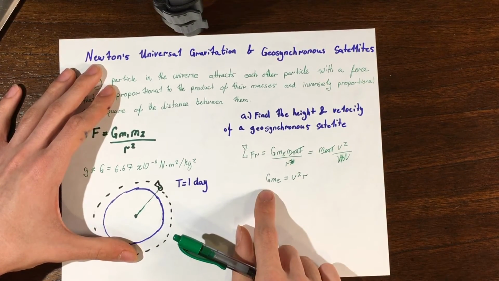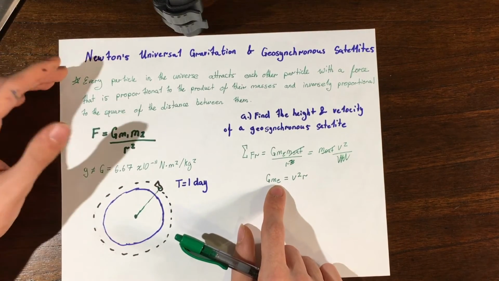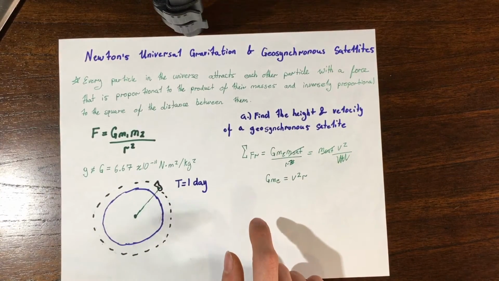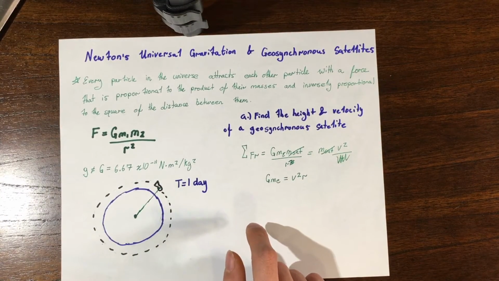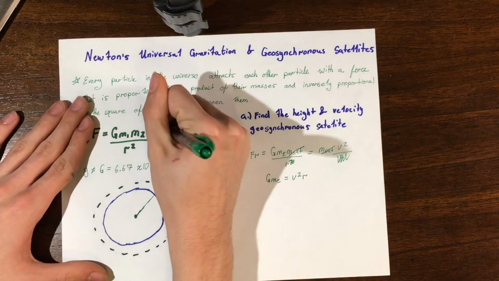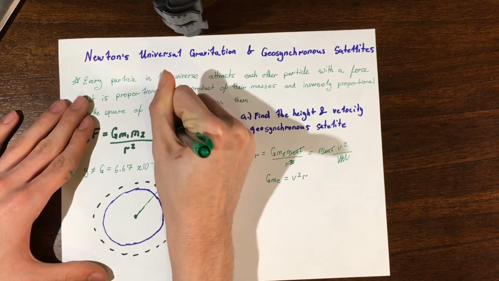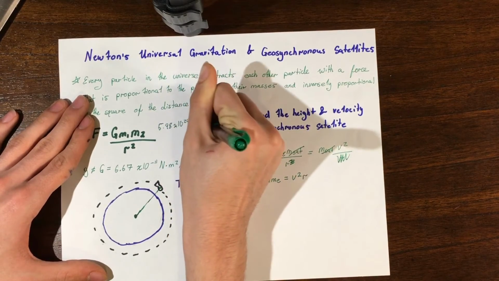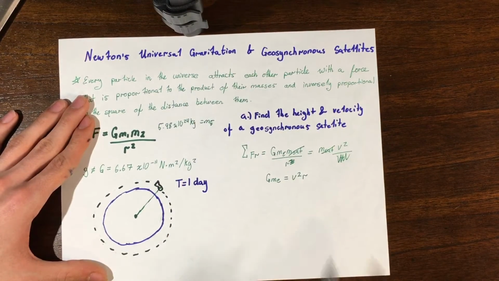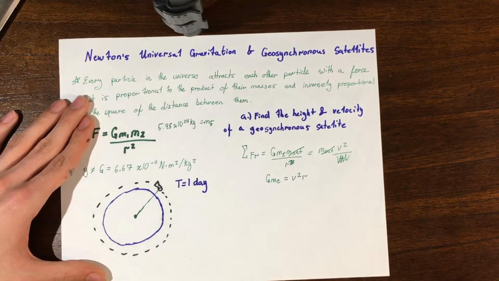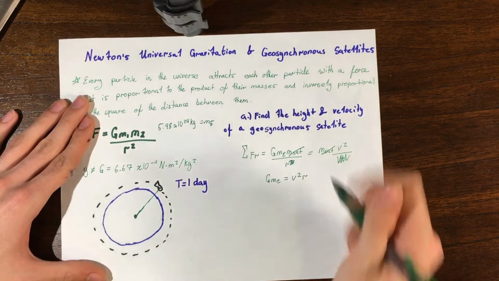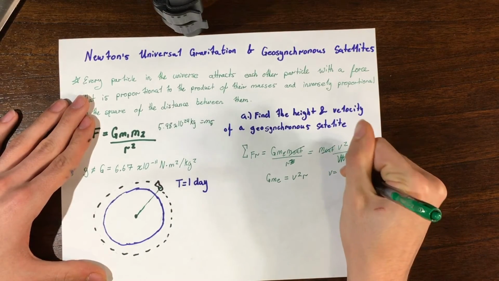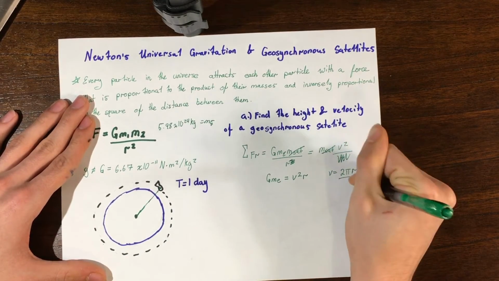Since we know the gravitational constant and the mass of Earth will be given, the mass of Earth is 5.98 times 10 to the 24th kilograms. We need to figure out how to get rid of the v. What did we talk about in the first video? We know that velocity is equal to 2 pi r over period.